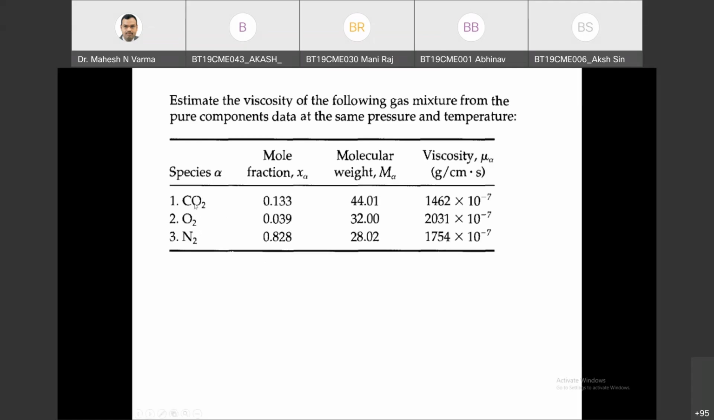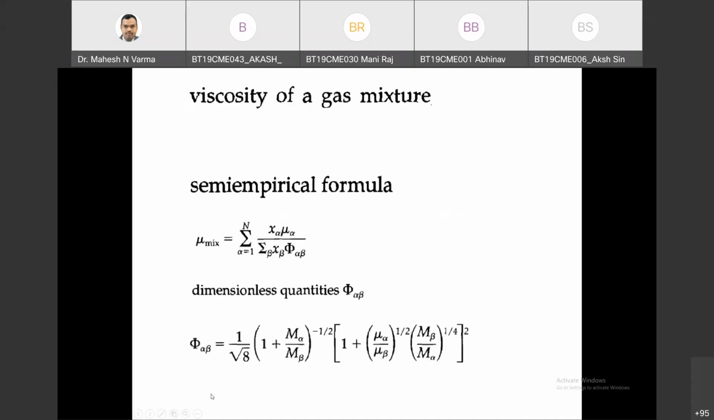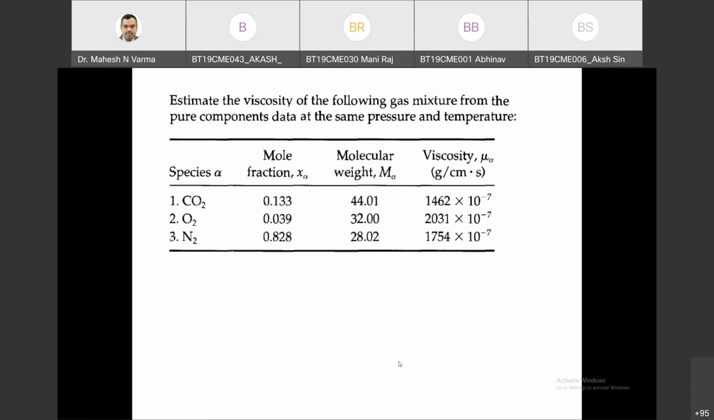But if these are interacting differently, this interacting parameter is there. If this interacting parameter is 1, the value will exactly match. But this will give you a more correct answer, because certainly oxygen and nitrogen will not have the same interaction as that of oxygen and carbon dioxide and nitrogen and carbon dioxide. It will be different. So get me the value of this, using this mixture actually.